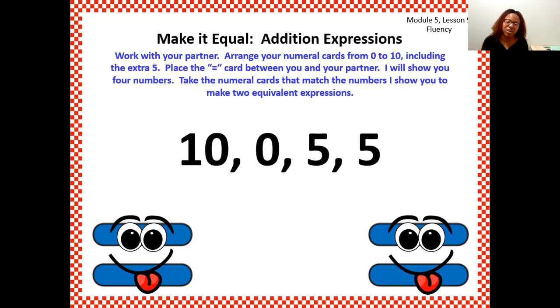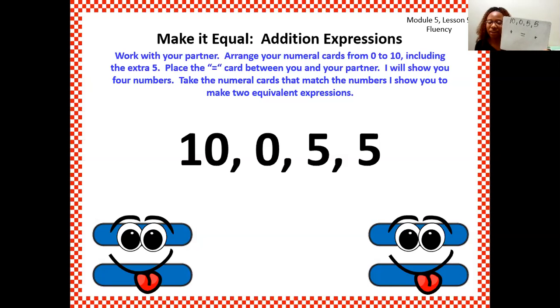All right, so I have the numbers 10, 0, 5, and 5. The first thing I am going to do is write those 4 numbers on my board. Just like this. And I know that I'm making equal expressions, so I'm going to go ahead and write an equal sign in the middle of my board. I also know that I am adding. So let's go ahead and write our plus sign.